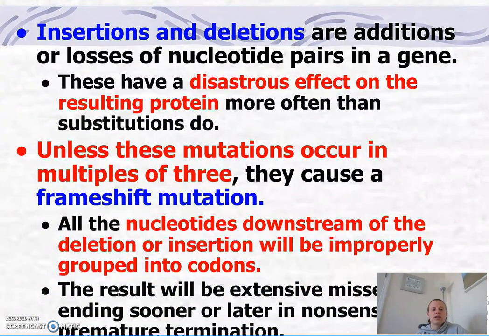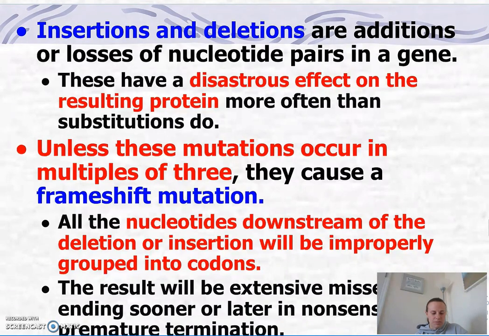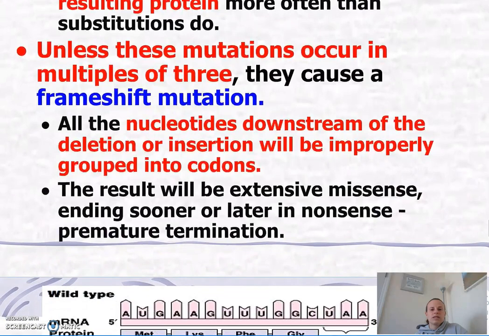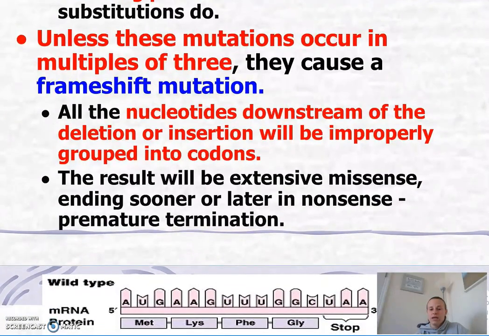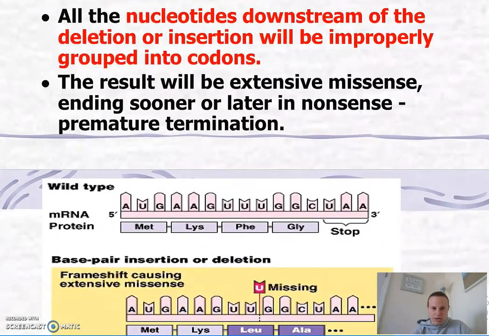Insertions and deletions are either I insert, I add a nucleotide pair, or I delete, I take one away. And that has a disastrous effect on the resulting protein. Unless these mutations occur in multiples of 3, because remember, it takes 3 nucleotides to create a codon, they cause what's called a frame shift mutation, where the nucleotides that are downstream of that deletion or that insertion will be improperly grouped into codons. So let me show you what I mean.